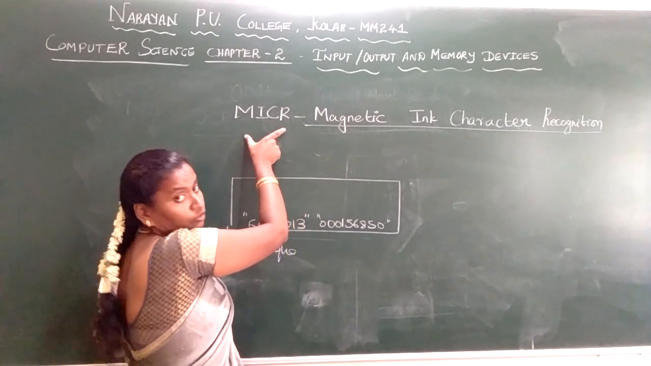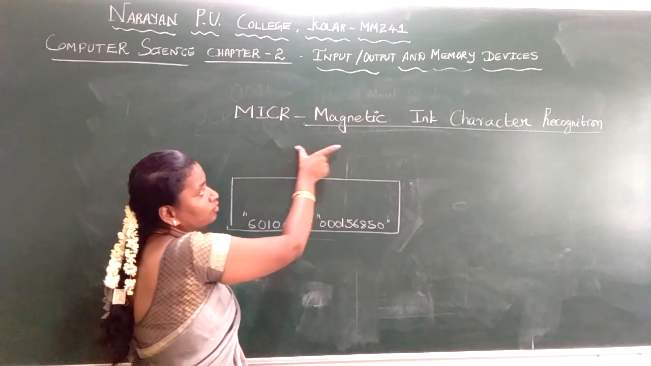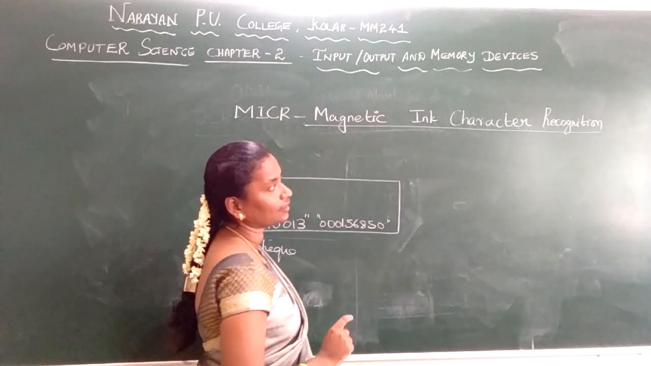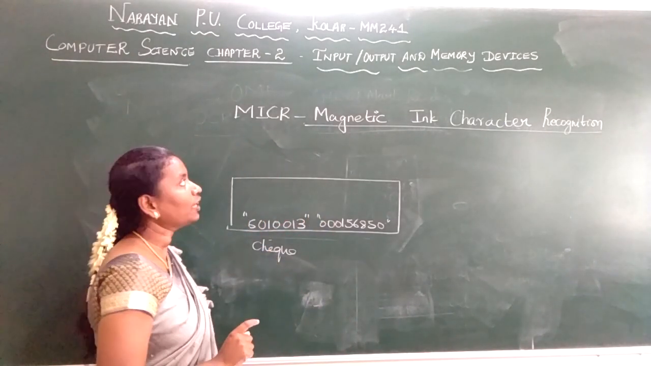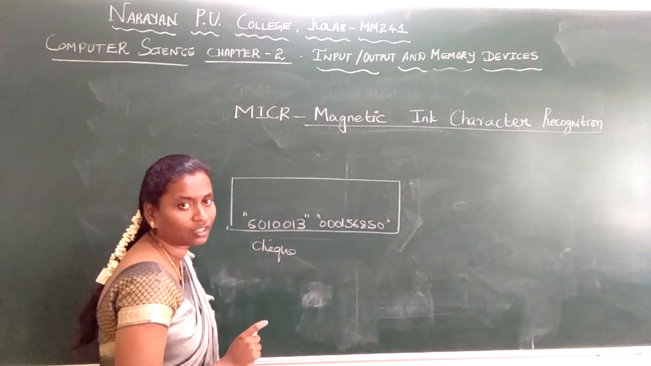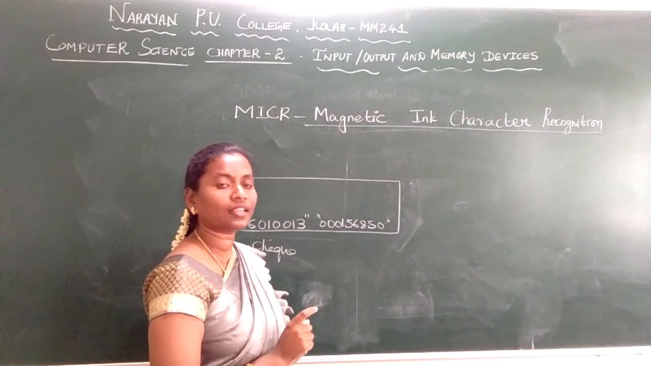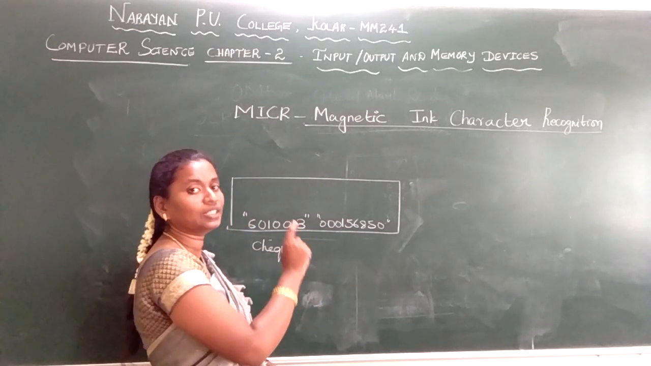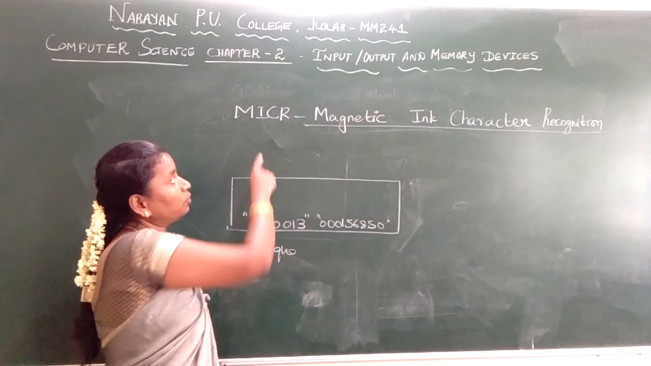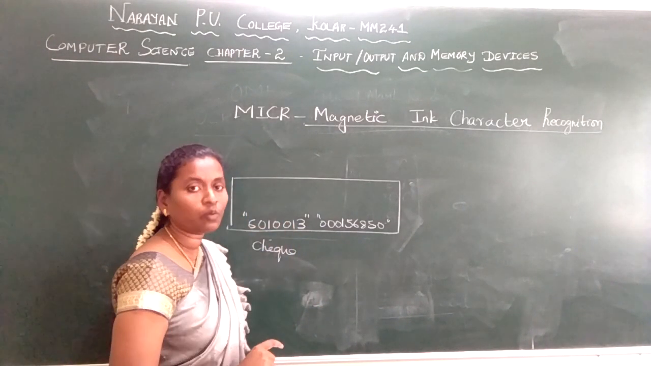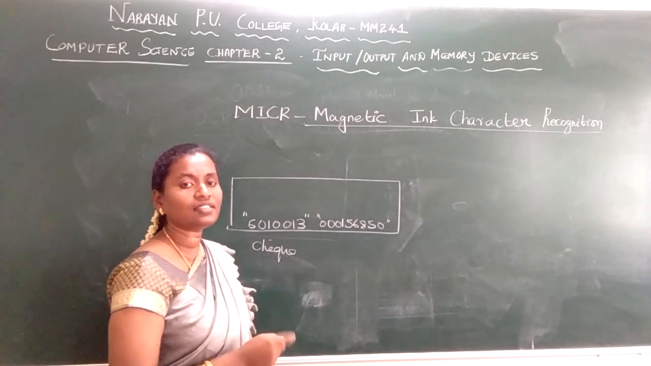What is the abbreviation for MICR? MICR stands for Magnetic Ink Character Recognition. So why do they use Magnetic Ink Character Recognition? Especially they use this special input device in the banks. In the bank, people will use this special input device called MICR. Why do they use this MICR? In the cheque.